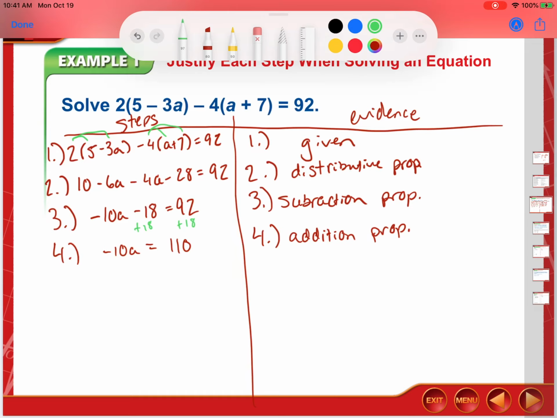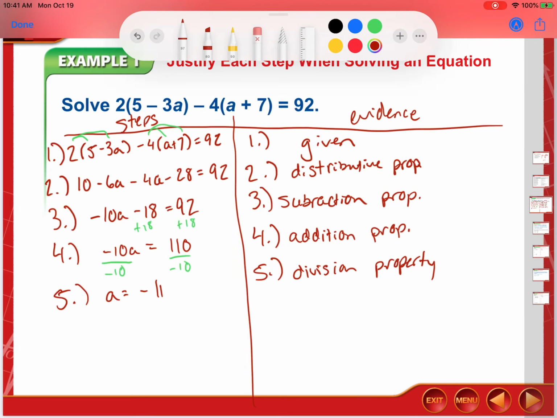So my next step that I'm going to take is I'm going to want to divide both sides by -10 to get that a by itself, which is going to leave me here with a equals -11. And now the step I did to find that was division. So I'm going to say it's the division property. So I'm left with a equals -11.